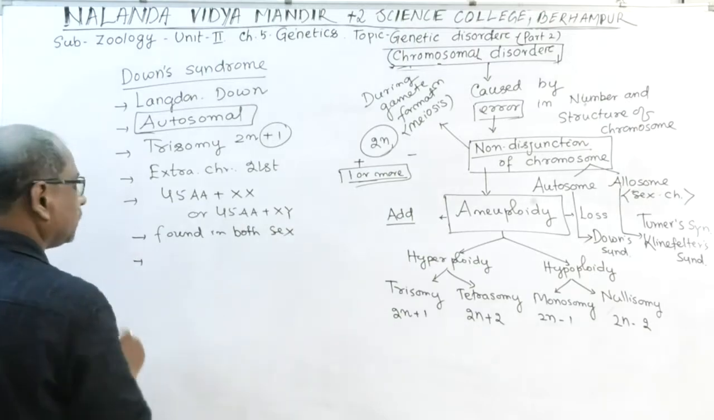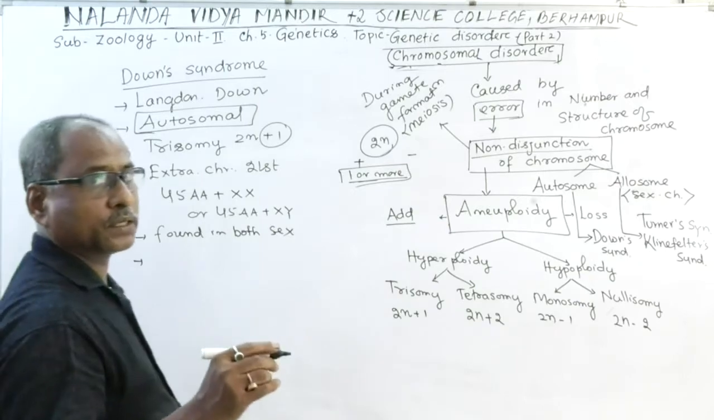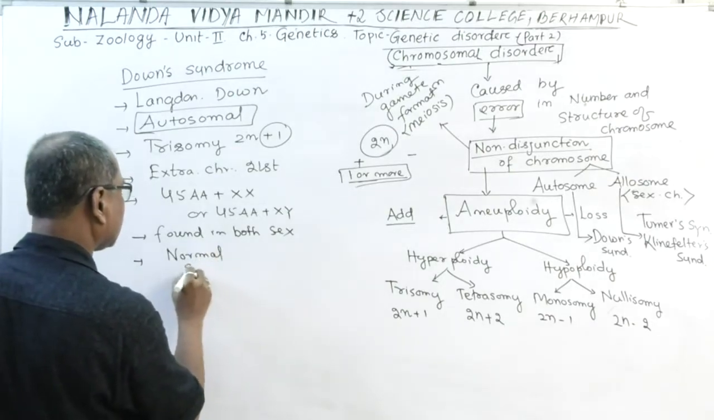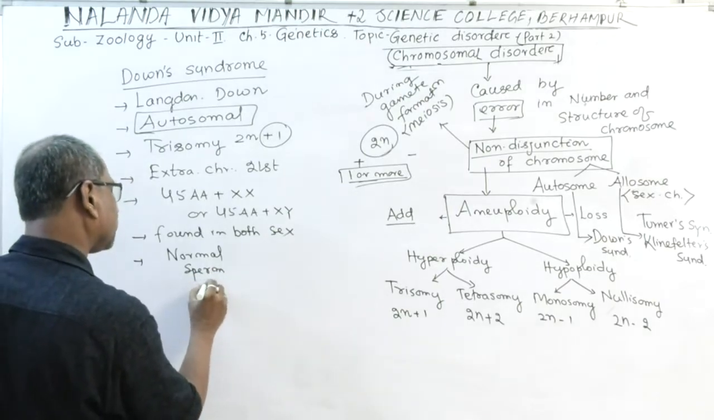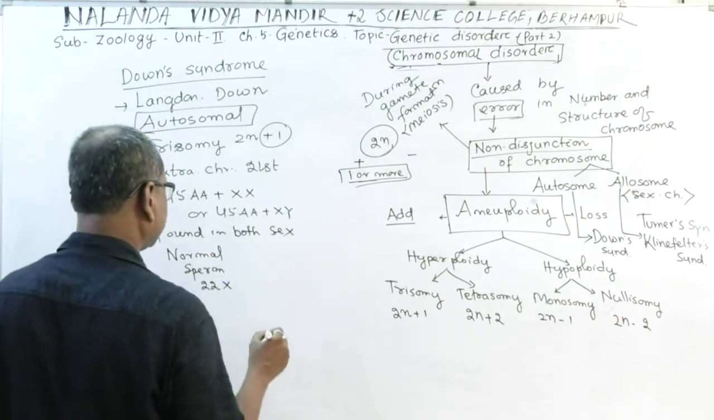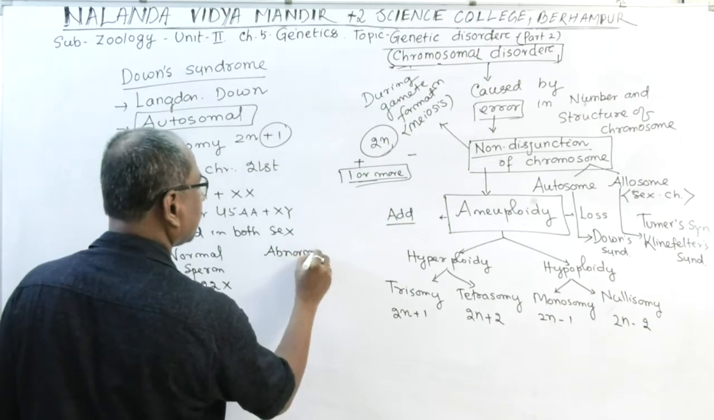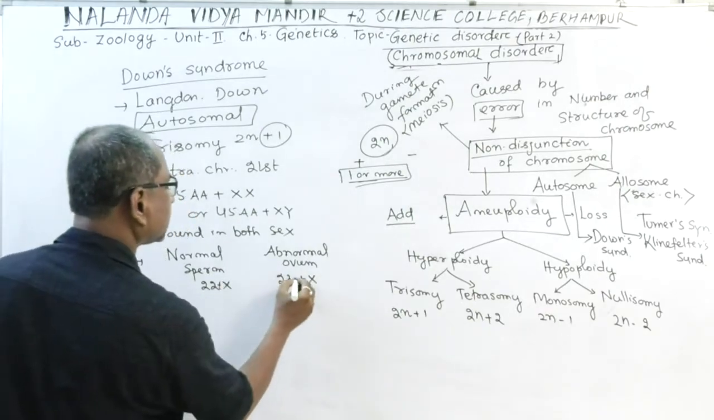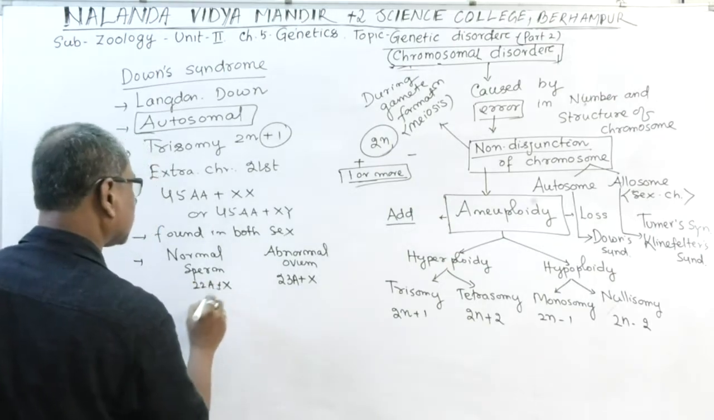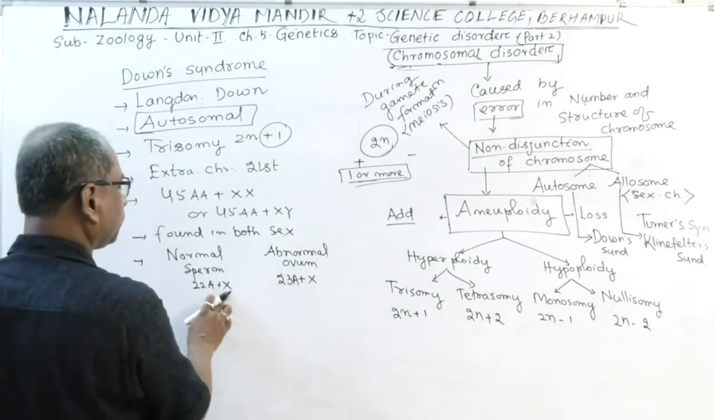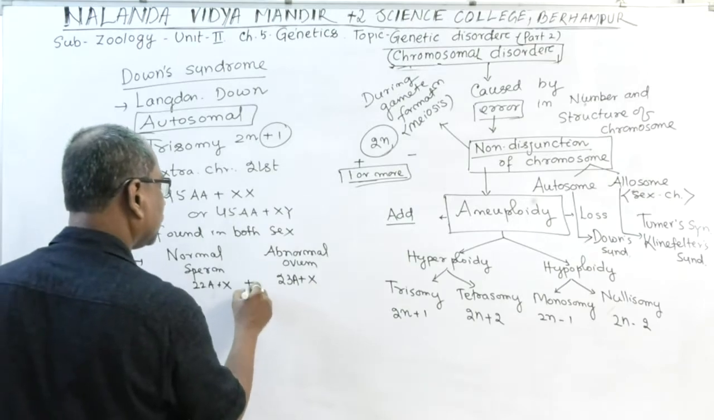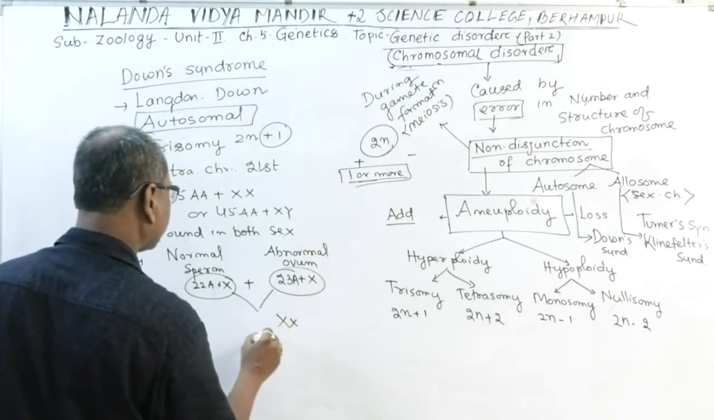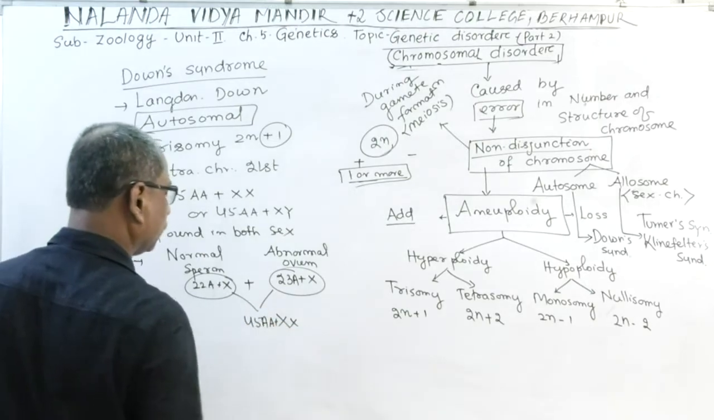Here, when the normal gamete fuses with the abnormal gamete, that is, when the normal sperm with 22 plus X and abnormal ovum with 23 plus X, that is 23 autosomes, fuse together, they produce a female with Down syndrome.